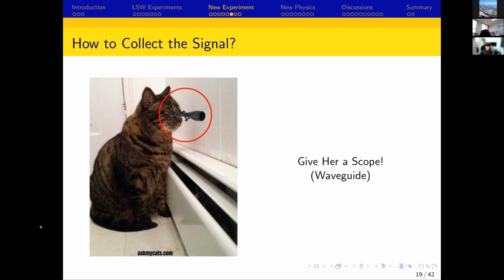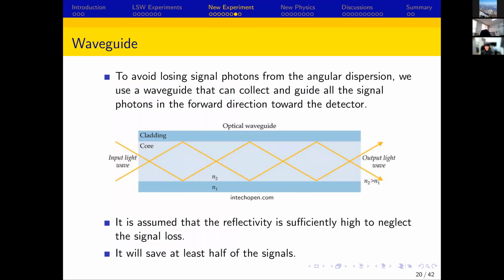So we suggest a waveguide that can collect and guide all the forward sub-frequency signal. A long pipe, like in this figure, with the inside coated by a highly reflective metal or mirror would be suitable, or an optical fiber in optics experiments can be used too. We assume that the reflectivity is sufficiently high to neglect the signal loss. So it will save at least half of the signal.